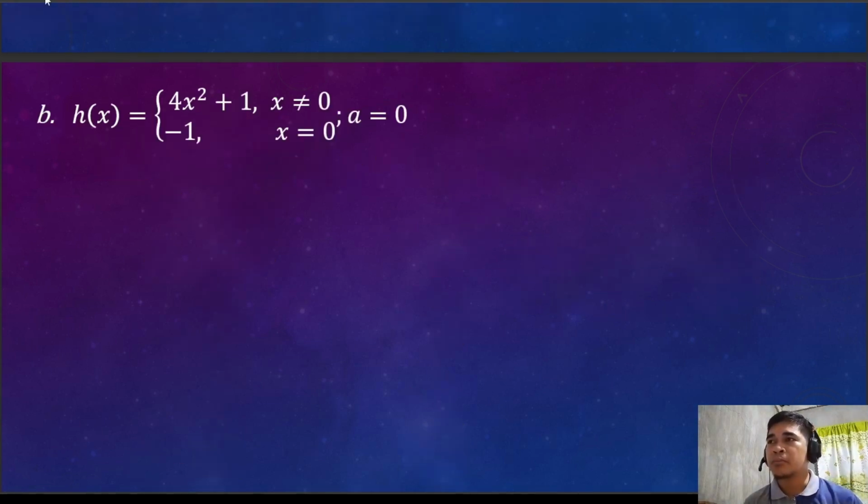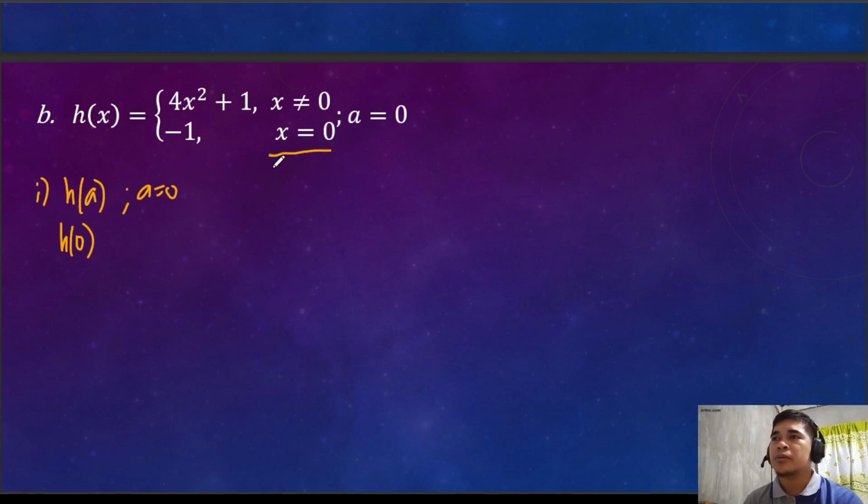Now let's have the second example. H of x equals 4x squared plus 1 if our x is not equal to 0. And then h of x equals negative 1 if our x equals 0. And our a equals 0. So first, we need to find our first condition, if there is an existing result for our h of a. So take note our a is 0. So here we have x equals 0. So therefore our h of 0 is equal to negative 1.